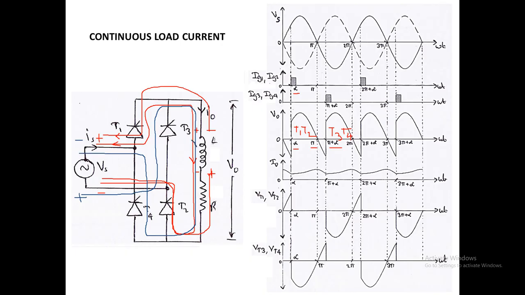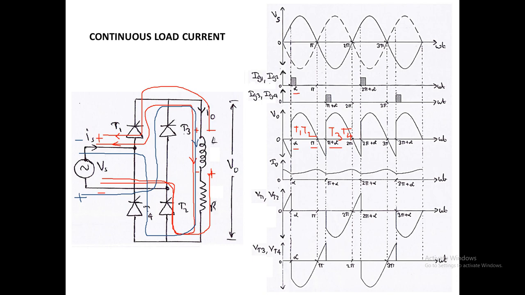Here also the current direction will be in downward direction. So here the positive terminal is at the lower end of the source. So the current will flow from the positive terminal to T3, then to L, then to resistance, and it will return through T4 to the negative terminal.